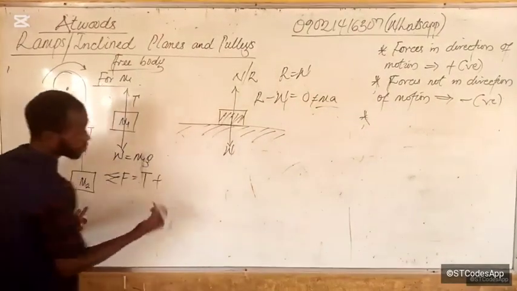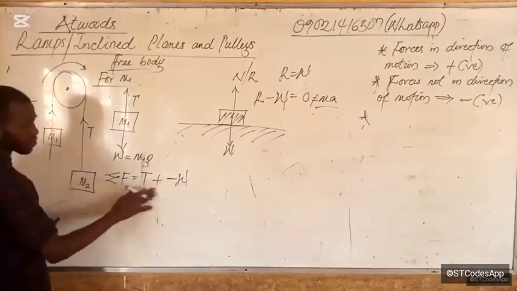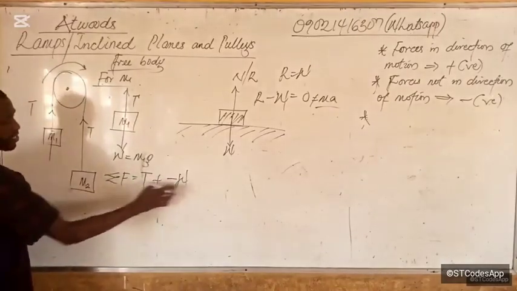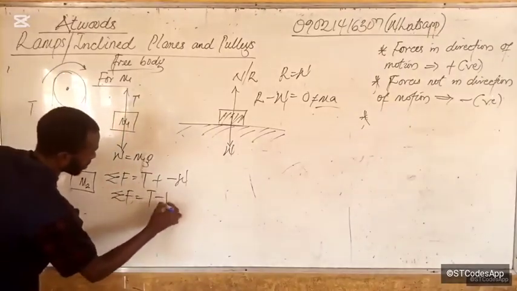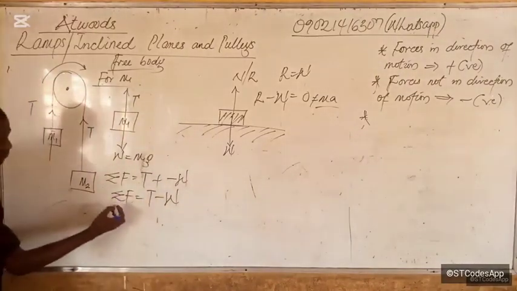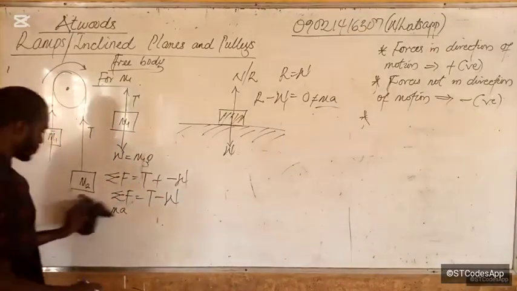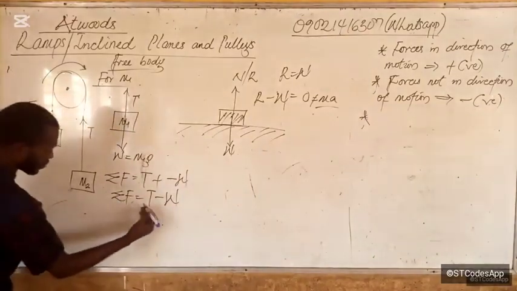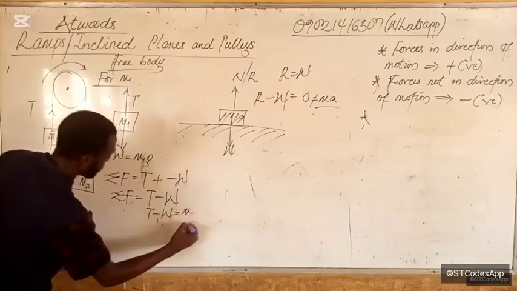So if it was plus minus W, because they are both forces, but one is positive, the other is negative. So sum of forces, therefore, will be equal to T minus W. And summation of forces will give us MA, right? So let's put that on the other end. So what we'll have here, therefore, will be T minus W equal to MA.